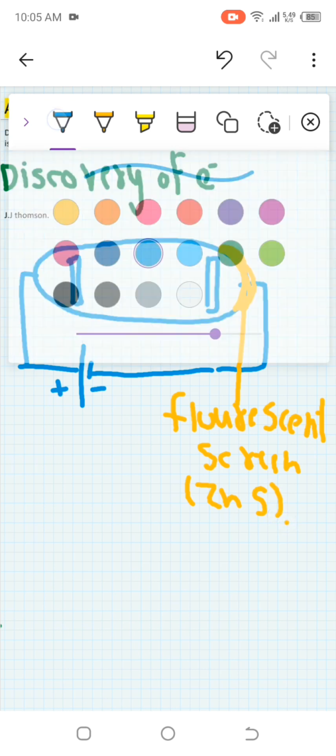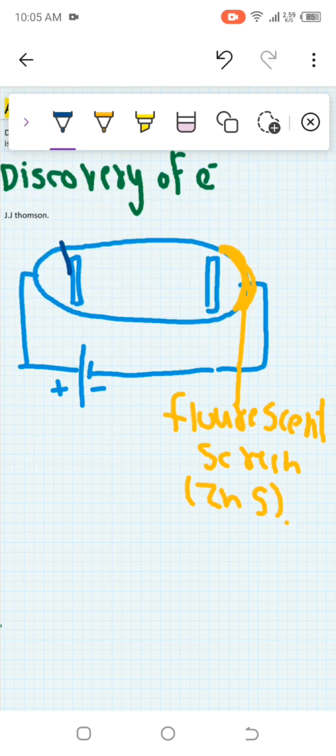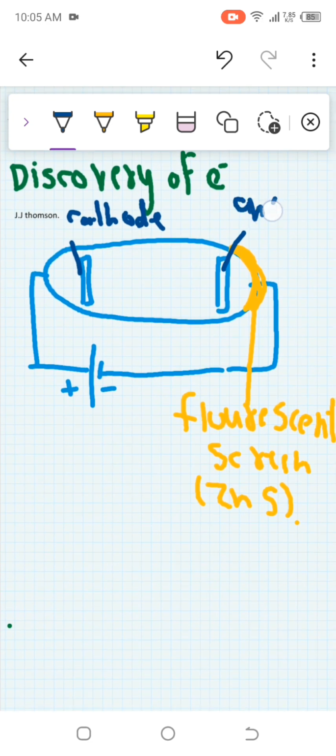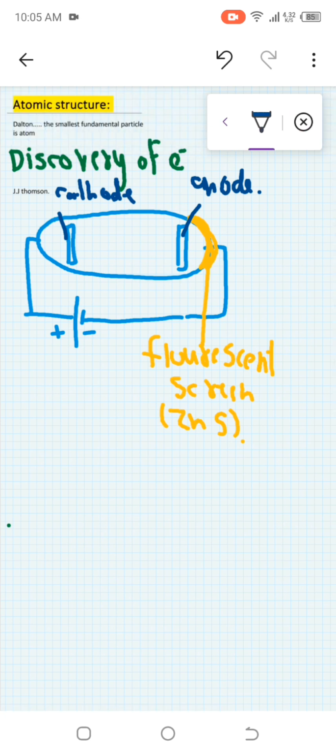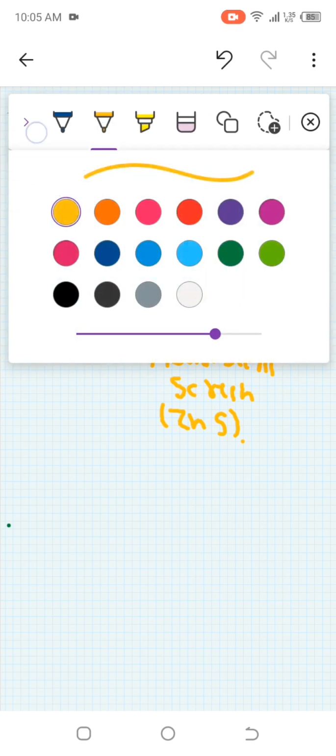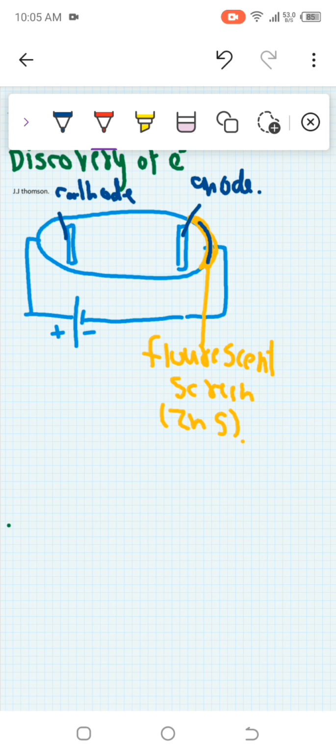Here, this was the cathode, this was the anode. He put the fluorescent screen at the end of the anode. After that, he used a perforated sheet in the tube, and he placed a vacuum pump through which he took out the pressure.